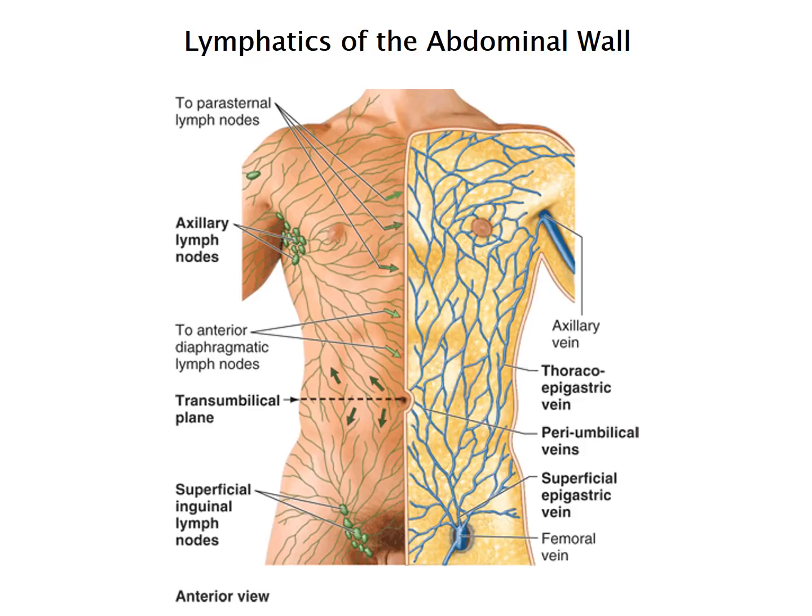When it comes to understanding the lymphatics of the abdominal wall, simply recognize that lymphatic vessels above the level of the transumbilical plane, shown here, drain to the axillary and parasternal lymph nodes. The parasternal lymph nodes flank the sternum on either side, and the axillary nodes are found in the axilla. Lymphatics below the transumbilical plane will drain to superficial inguinal lymph nodes, shown here along the inguinal ligament.